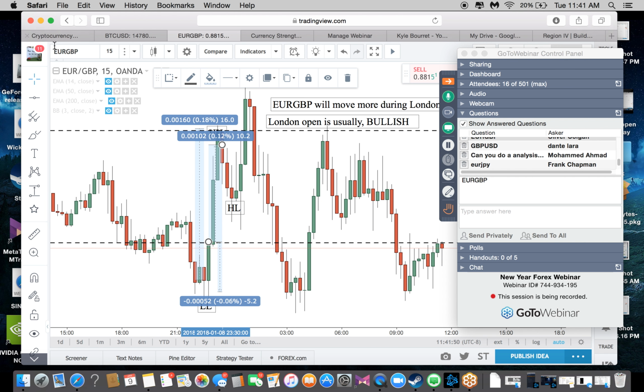But if I'm going to be trading a pair like Euro GBP, I'm understanding that London is going to be the best time to trade this pair.